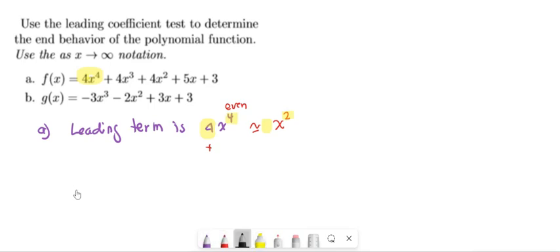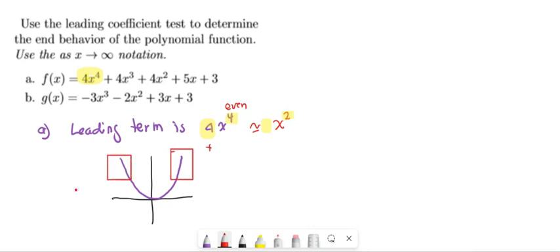Now we are really familiar with x squared. It is going to look like a parabola like this, and the end behaviors that we are interested in studying are these boundaries from the right and from the left. So let's go to the right side. Since the graph is obviously rising to the right, we write: right, rises.